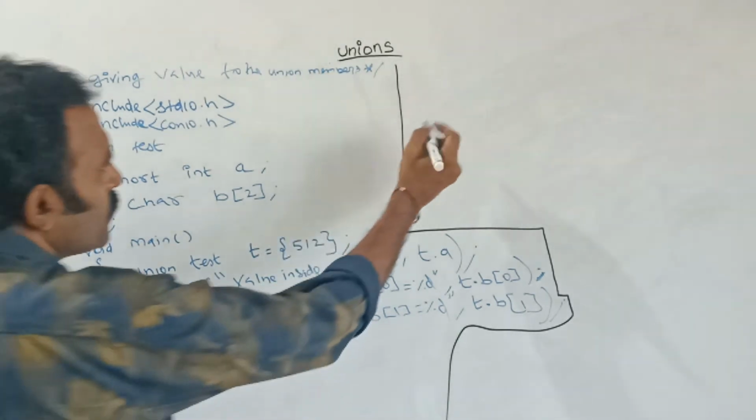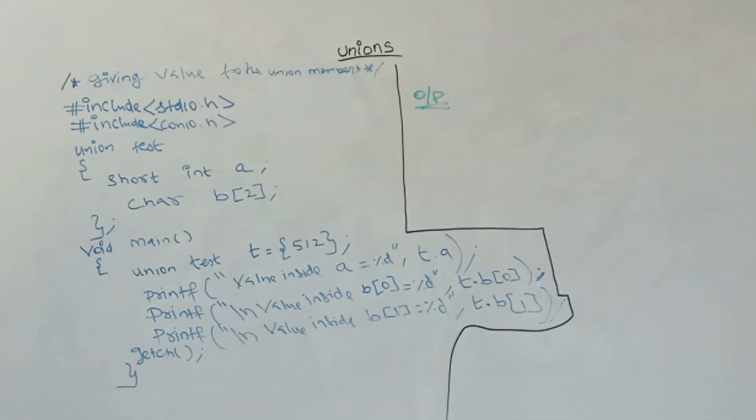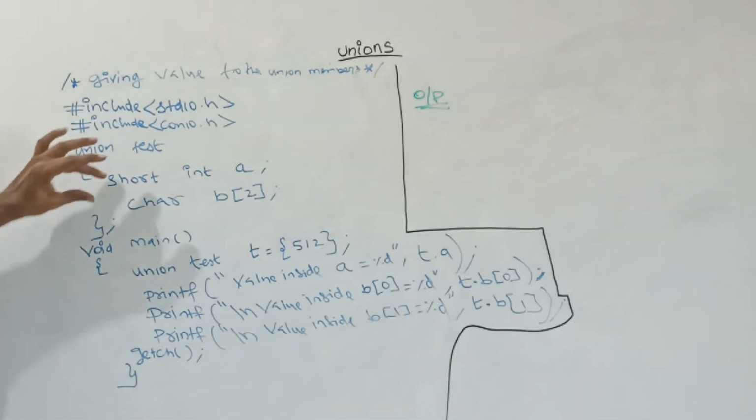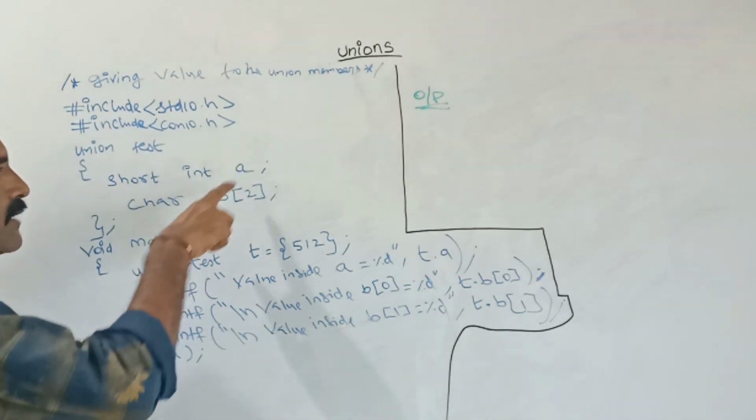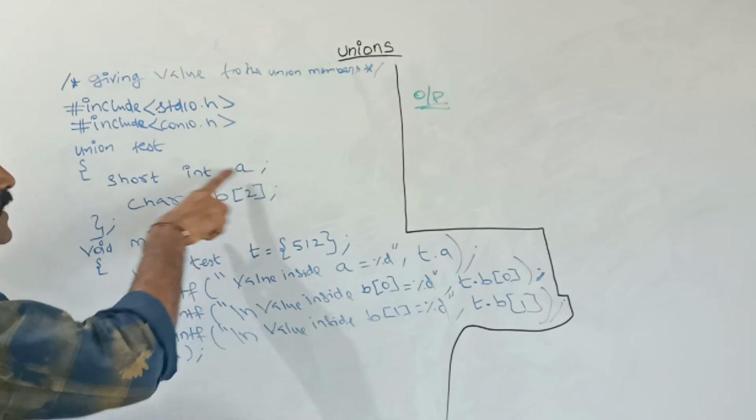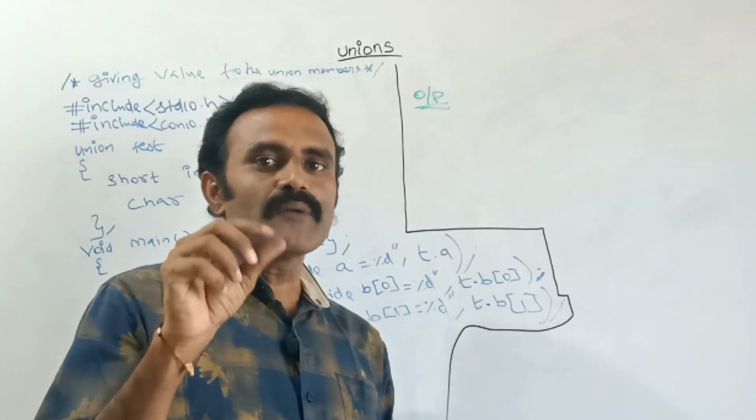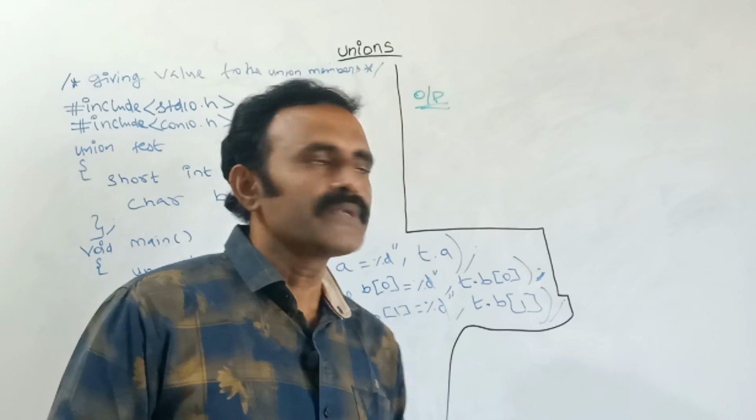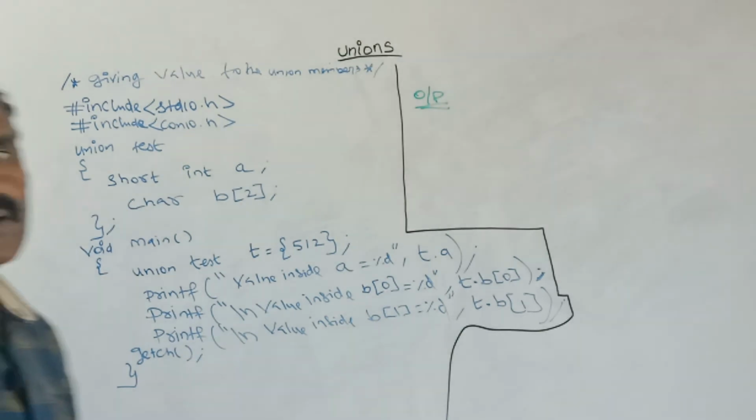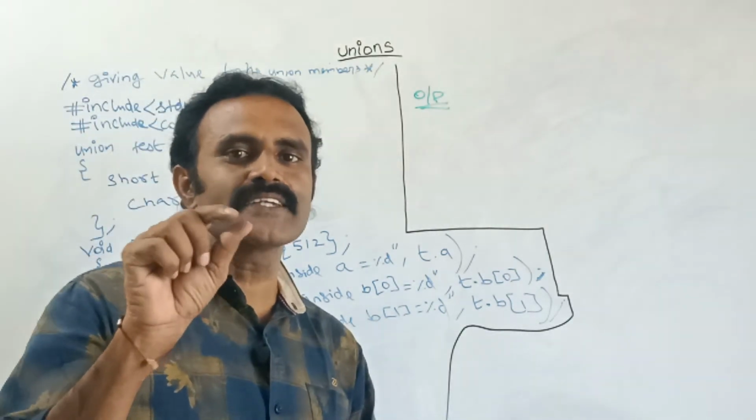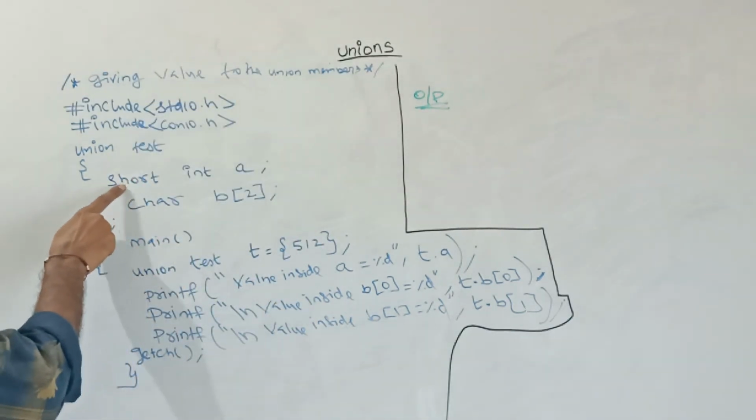See, now let us see the output. This is the simple one. I had created the union. Here inside this union, two members. First member name A, second member name B. First member is what data type? Short integer. If it is integer, then the default memory size for the integer is 4 byte. Here I had declared this union member as short integer. So what is the memory size for the short int? For short int, 2 byte is the memory size. So this memory space size is 2 byte.